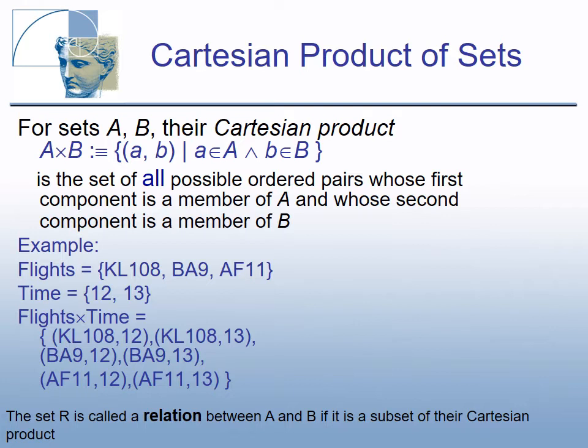Let us mention one more term important in digital computing, especially in databases. The set R is called a relation between A and B if it is a subset of their Cartesian product.